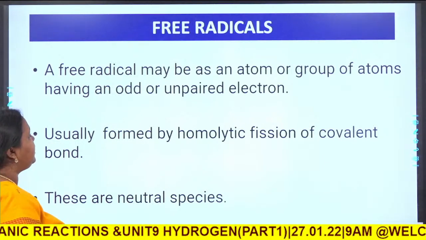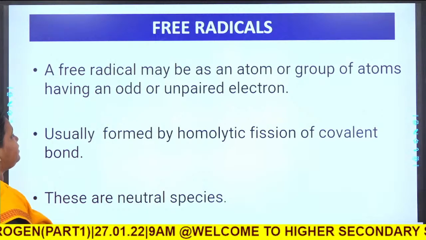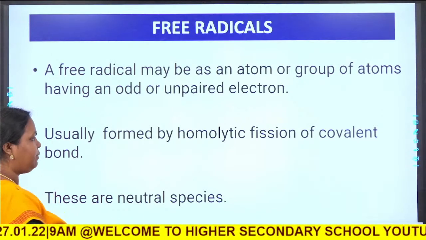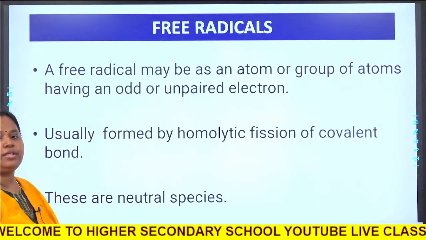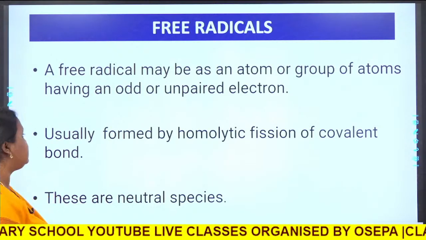So what are free radicals? Free radicals may be an atom or group of atoms having an odd or unpaired electron. They are usually formed by the homolytic fission of the covalent bond, and they are neutral species.